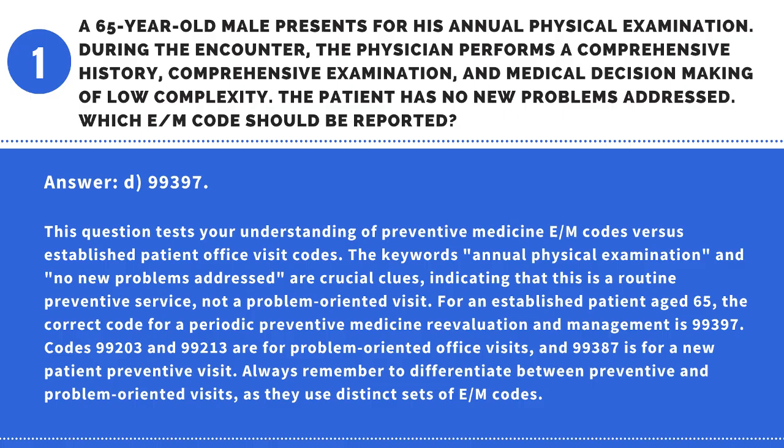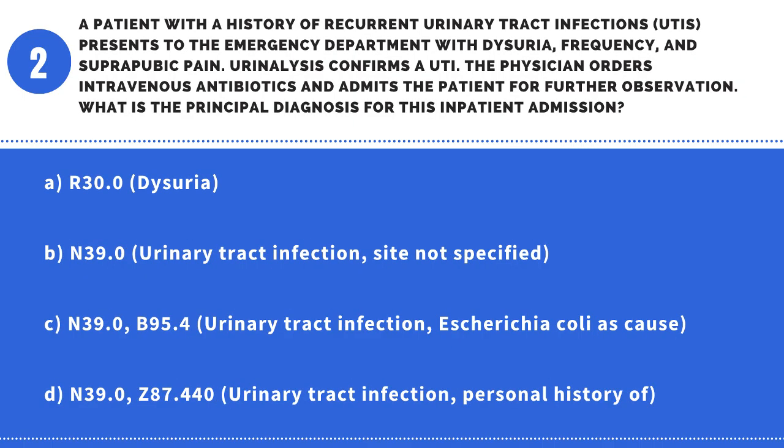Always remember to differentiate between preventive and problem-oriented visits, as they use distinct sets of E/M codes. Question 2. A patient with a history of recurrent urinary tract infections, UTIs, presents to the emergency department with dysuria, frequency, and suprapubic pain. Urinalysis confirms a UTI. The physician orders intravenous antibiotics and admits the patient for further observation. What is the principal diagnosis for this inpatient admission?